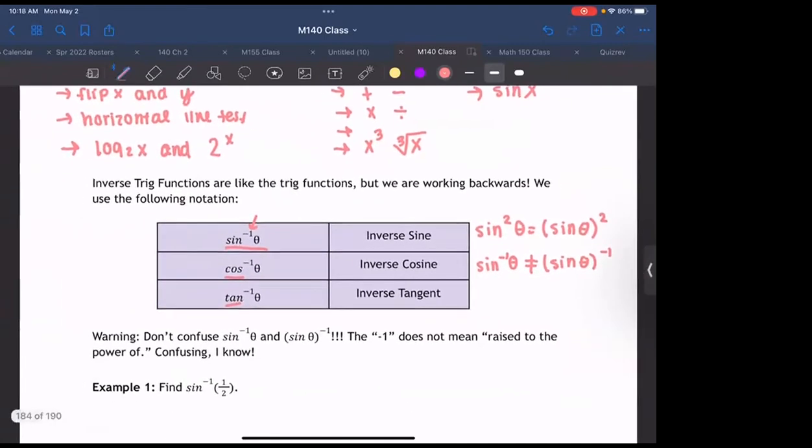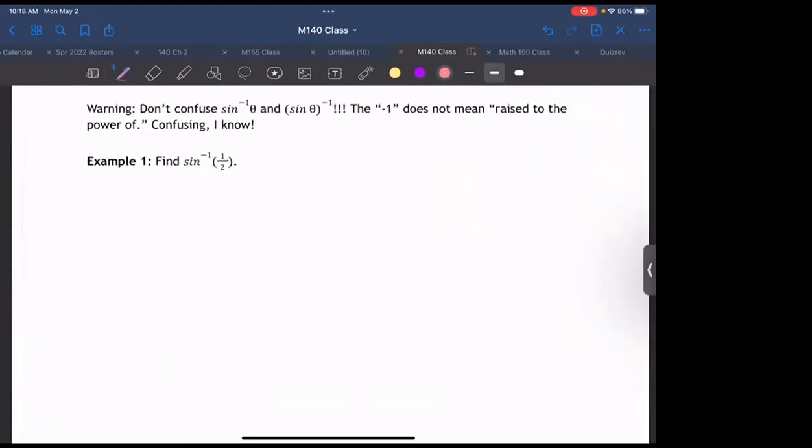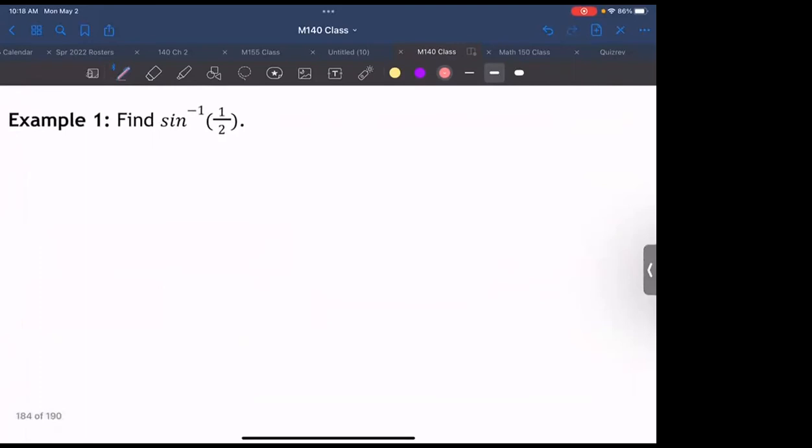Let's do an example and see where things go here. Take a look at this example. We have sine inverse of 1/2. Now, the way I like to do this is I like to think of it in one of two ways. The first way is that this question is asking me what sine inverse of 1/2 is. So sine inverse of 1/2 equals question mark, right?